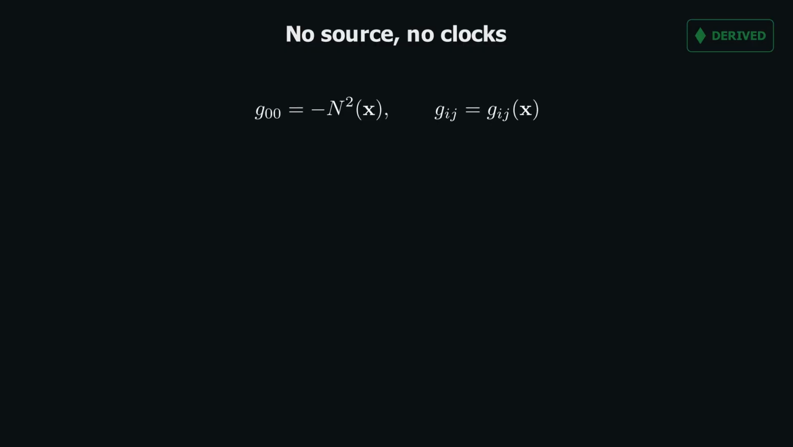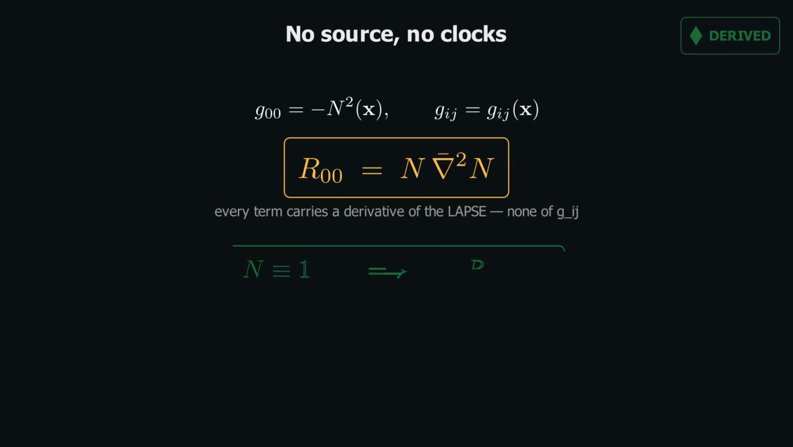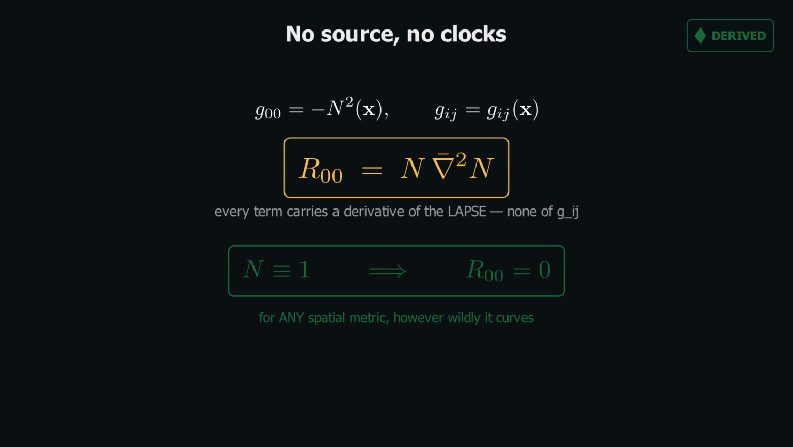Take a general static metric with lapse n, so g00 is -n squared. Then the time-Ricci component is n times the spatial Laplacian of n. Every single term carries at least one derivative of the lapse. So the spatial geometry may curve as violently as it likes. R00 does not hear it. It hears only the lapse. For the chakra metric, the lapse is identically 1, and therefore R00 is 0.